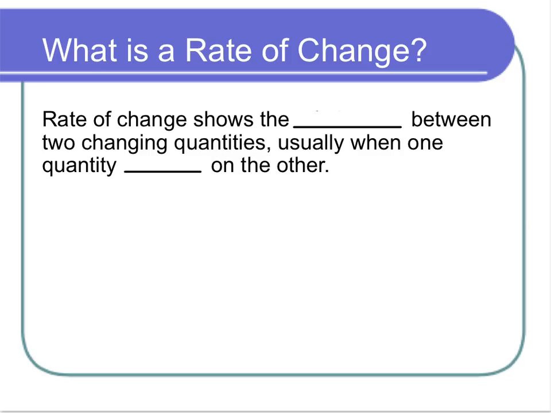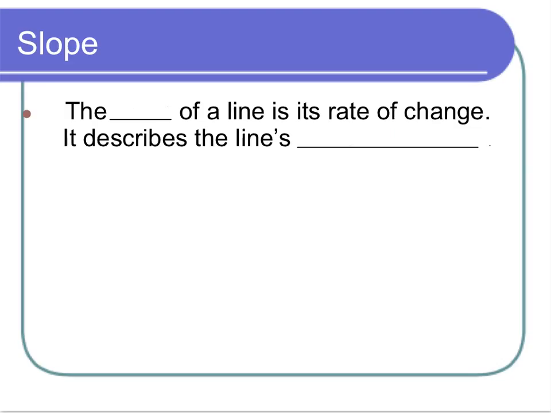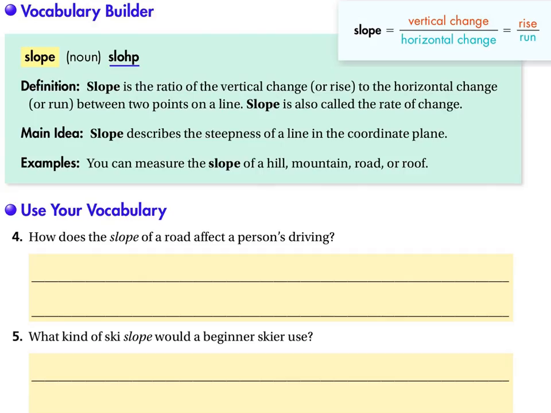The rate of change shows the relationship between two changing quantities, usually when one quantity depends on the other. The slope of a line is its rate of change. It describes the line's steepness. The definition of a slope is the ratio of the vertical change, called the rise, to the horizontal change, called the run. The slope is also called the rate of change.